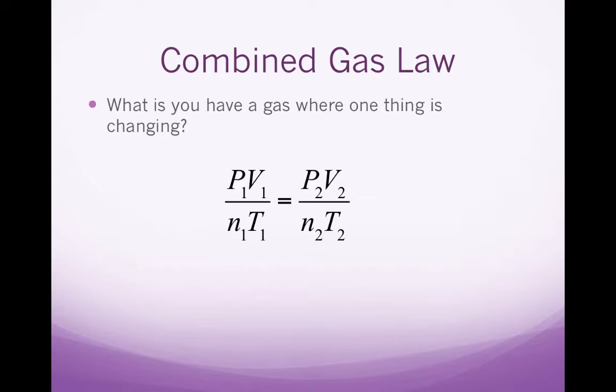Or if, let's say, number of moles and volume are staying the same, so N1 and N2 are the same, V1 and V2 are the same, and I know my pressure and temperature of my gas, and then I decide to change the temperature, I can calculate the new pressure. Or if I decide to change the pressure, I can calculate the new temperature, so on and so forth. So when you're given a problem with this, what you need to do is figure out what two things are staying the same in both scenarios, and then what's changing.